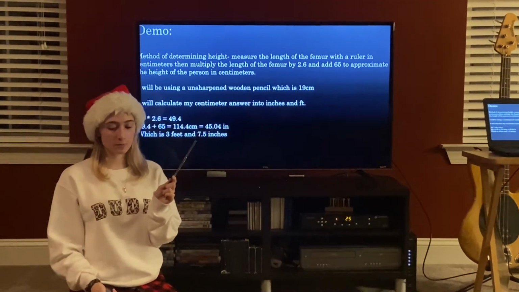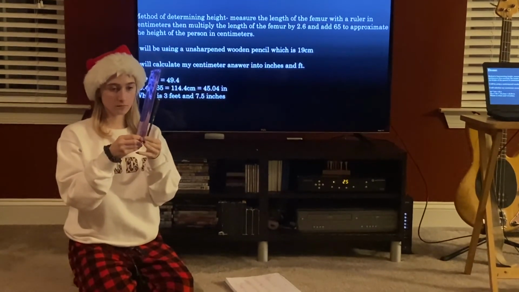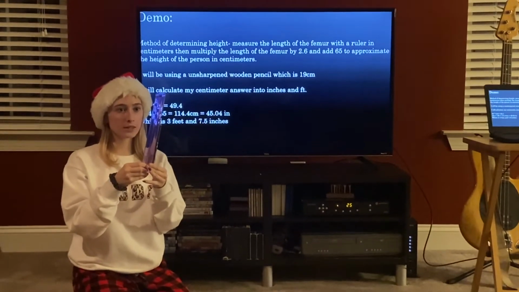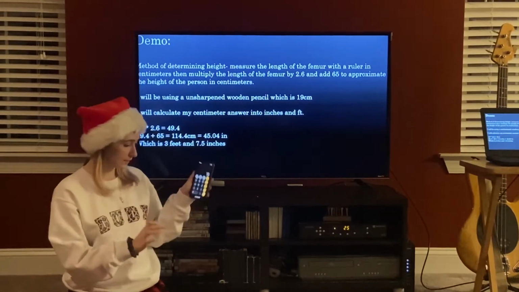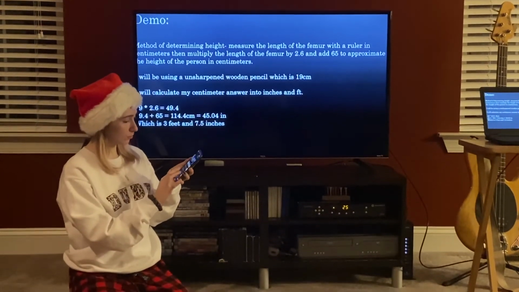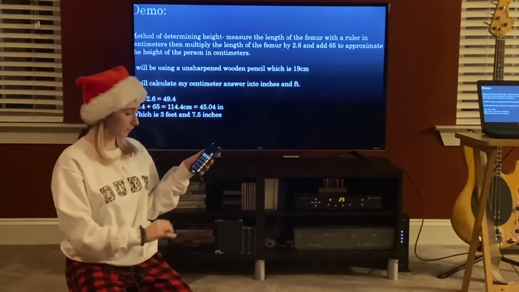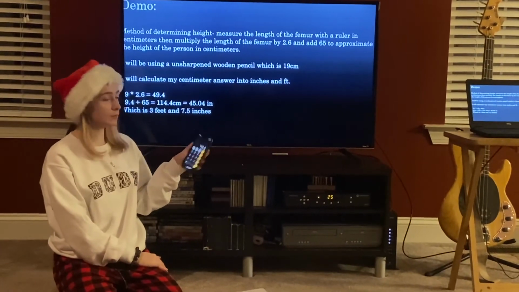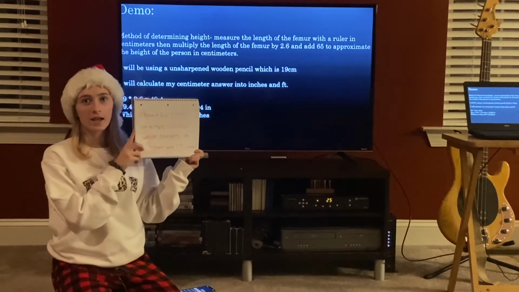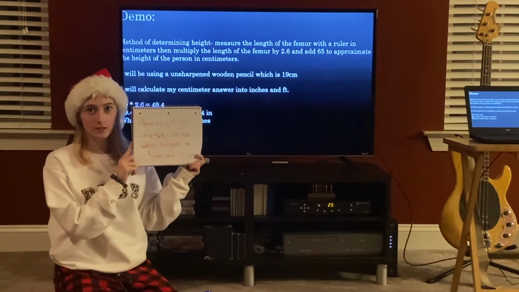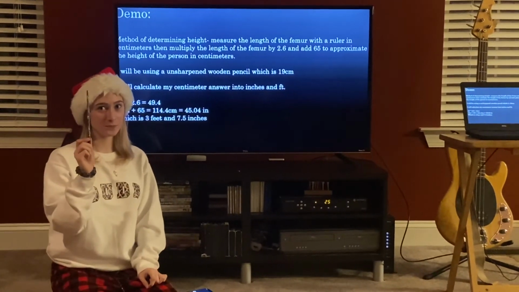I'm using an unsharpened pencil and the ruler on the centimeter side. We come up with 19 centimeters, so that means we do 19 times 2.6, which equals 49.4, then add 65, which equals 114.4 centimeters, which converts to 3 feet and 7.5 inches, which is the height of the person if their femur was as long as this pencil.